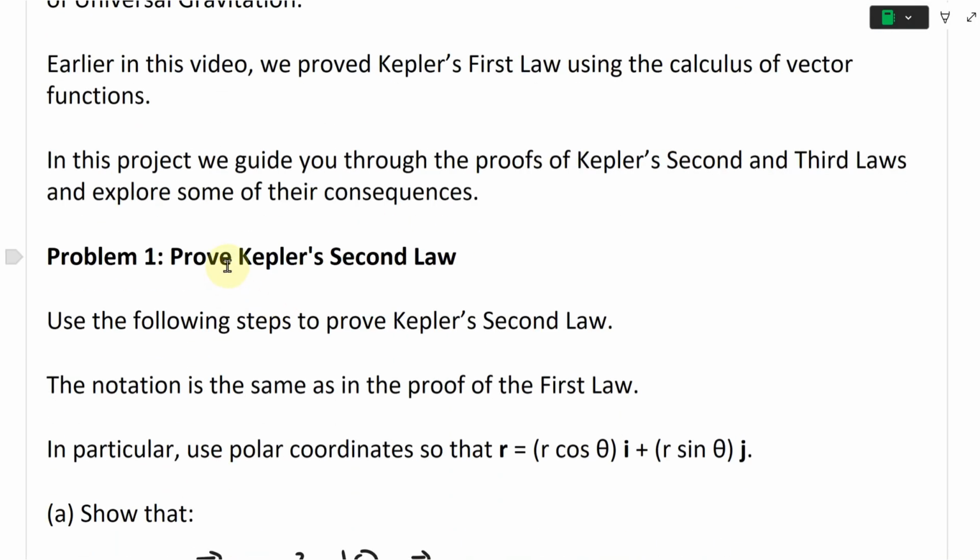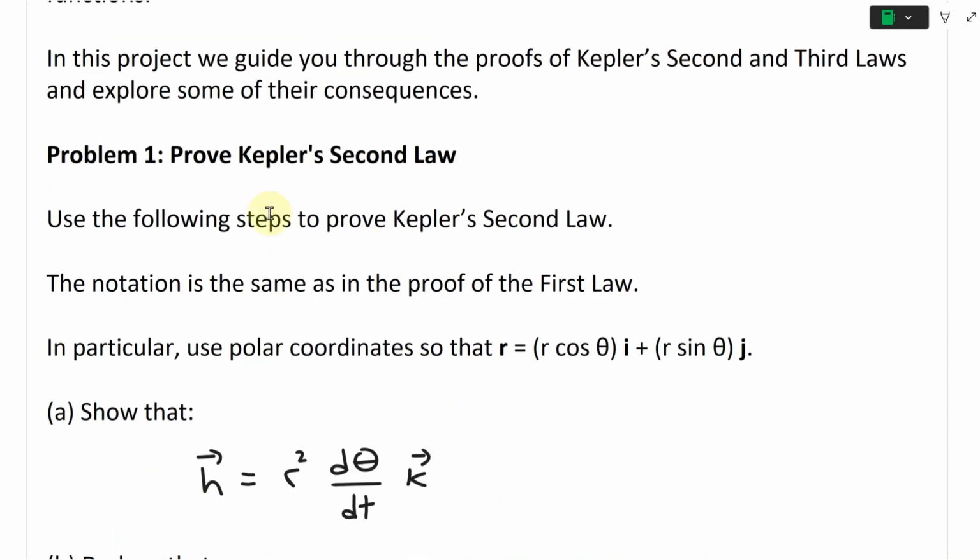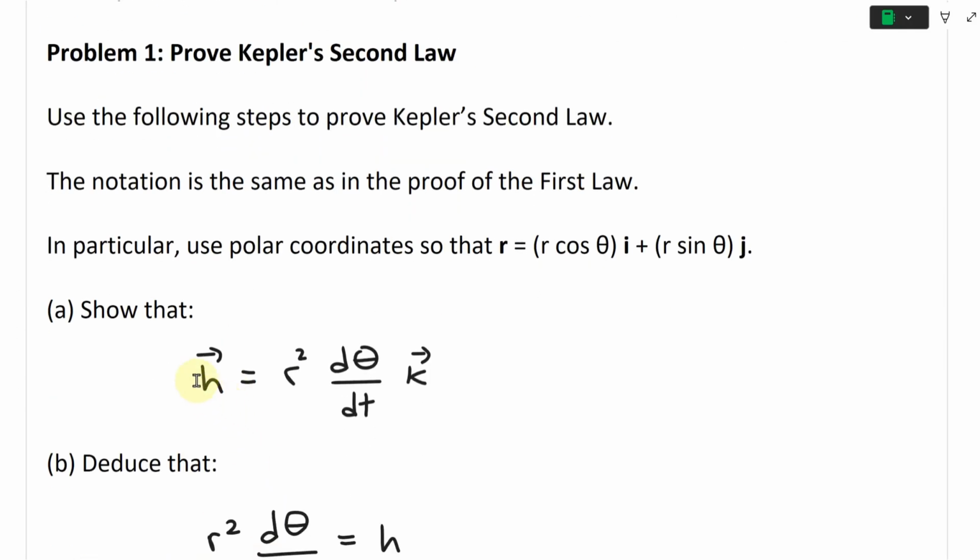So problem 1, prove Kepler's second law. So we're asked, basically, it guides us to it. It says, use the following steps to prove Kepler's second law. The notation is the same as in the proof of the first law. So I'm going to read all the problems here. And again, you could skip to whichever problem you want, and I'll be uploading the sections playlist and so on. But I'll be reading all this and then go over one problem at a time.